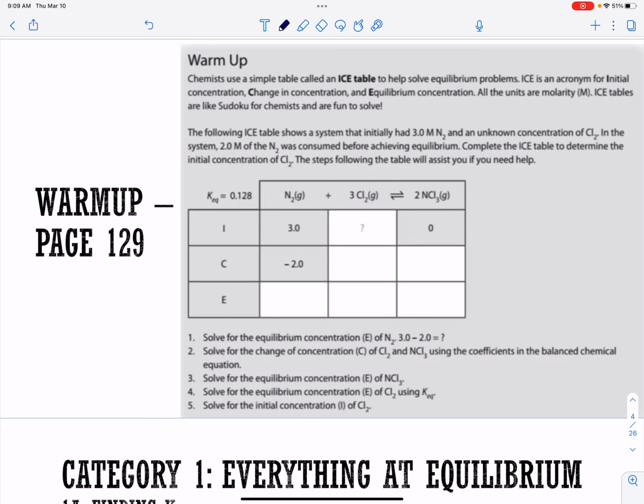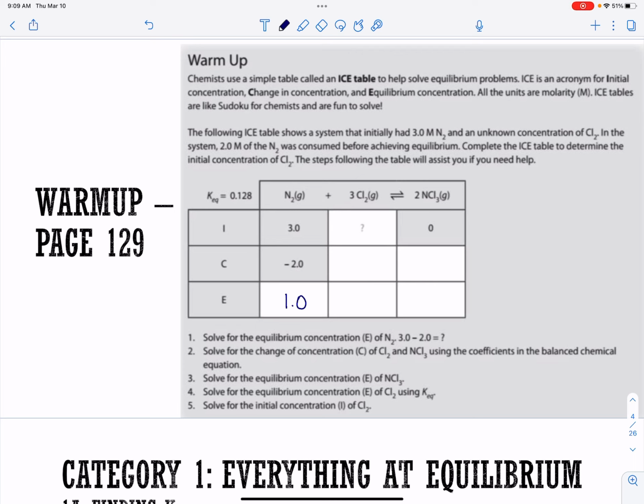Okay, so step number 1 says solve for the equilibrium concentration of nitrogen, N2. So you can see here that we started with initial conditions of 3.0 moles per liter, and then we had a change. It's going down by 2.0 moles per liter. So when we take 3 minus 2.0, the equilibrium concentration is going to be 1.0 moles per liter.